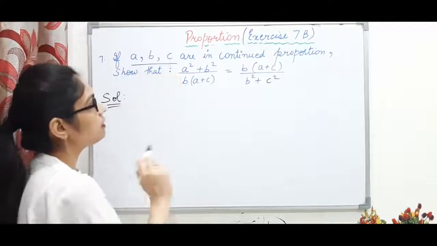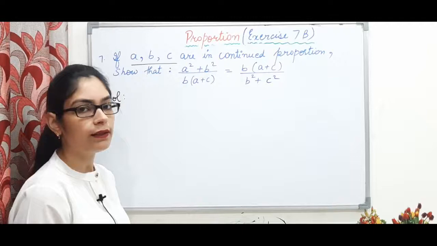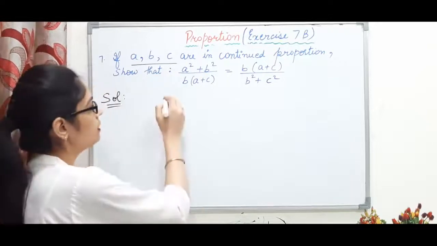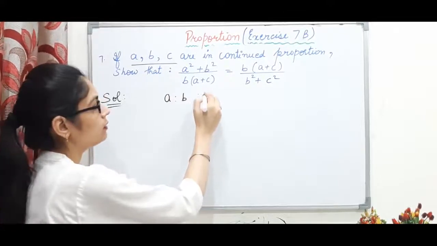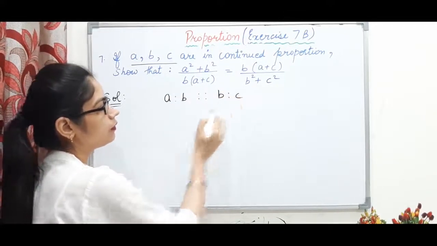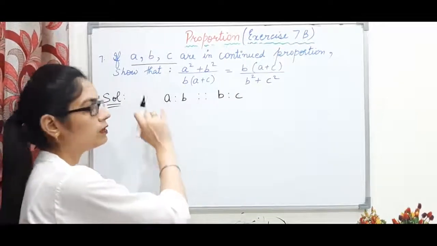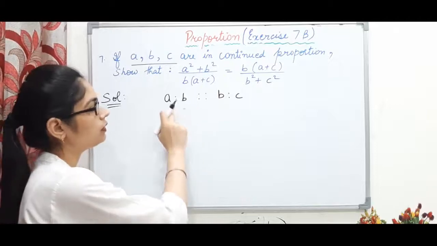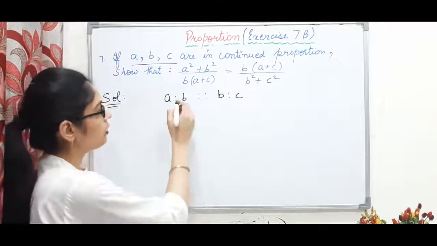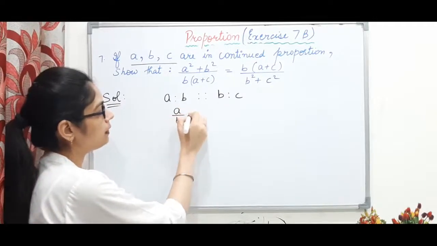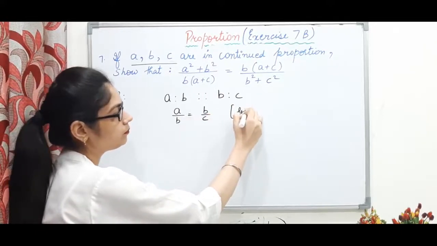First, this thing is given to us, a, b, c are in continued proportion. Continued proportion I have already discussed, that in continued proportion a is to b is proportional to b is to c, because only 3 quantities are there. So the ratio of first and mean proportion is equal to the ratio of mean proportion and the third proportional. So I can write a by b is equal to b by c. This is given to us.